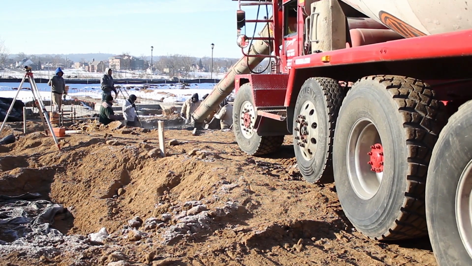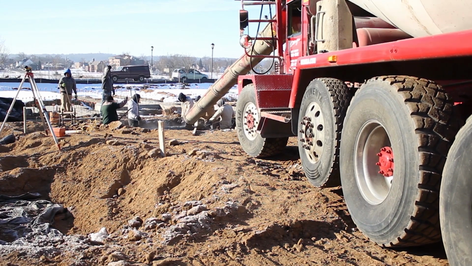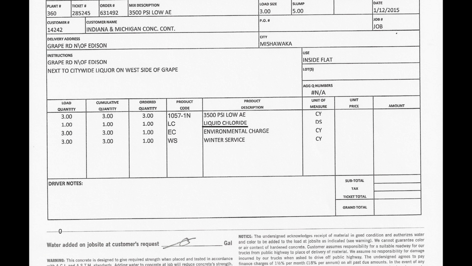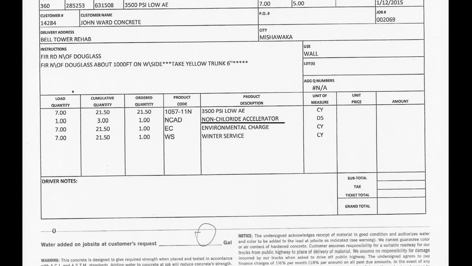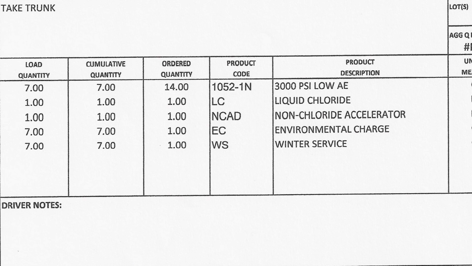During cold weather pours, it's common for contractors to ask for accelerators, which are admixtures that help the concrete set in cold temperatures. This ticket calls for liquid chloride, which helps the top or exposed portion of the concrete set faster. This ticket calls for non-chloride accelerator, which helps the base or unexposed portion of the concrete to set faster. It is not uncommon for both of these accelerators to be used together, especially during the winter months.